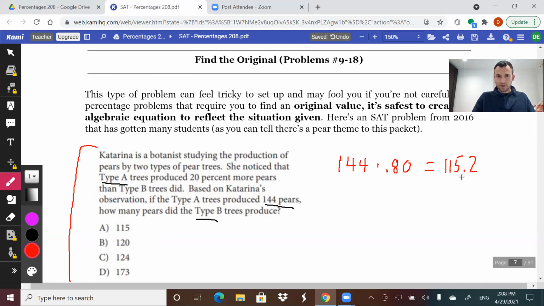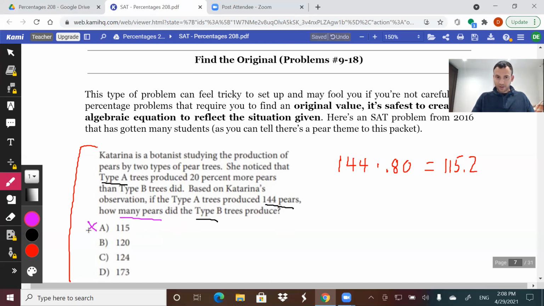115.2. So this problem isn't saying what's closest or approximately what were type B pears. It's saying how many. So the minute you get 115.2, you shouldn't say, oh, it just wants me to round down, no big deal. No, because it's not saying approximately or about. You should say, I must have done something wrong here. And then you have to make a decision whether you want to dive deeper or you want to go to the next problem on the test. But based off of how it's worded, they want an exact answer.